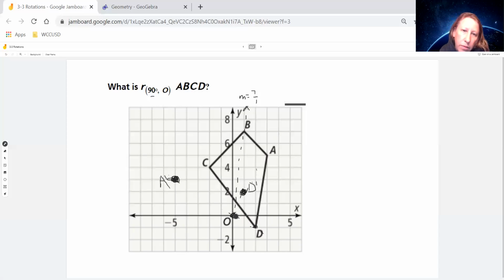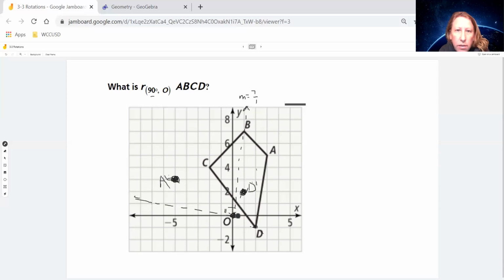Well, it's going to be, instead of up 7 over 1, it's going to be 7 over 1. Does that look like 90 degrees to you?